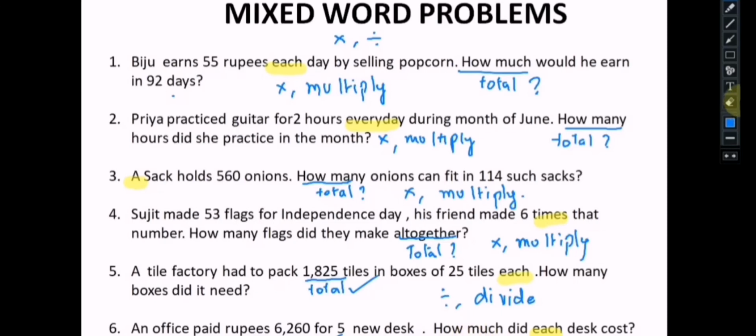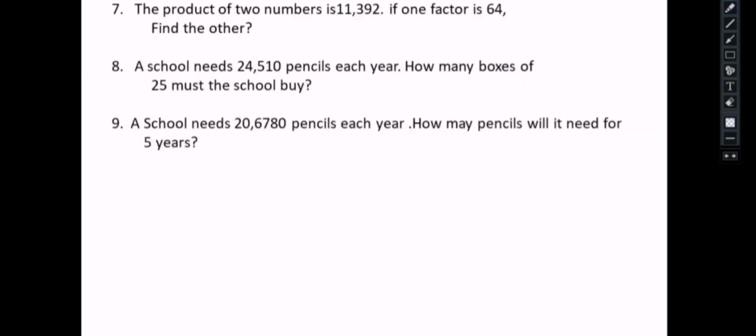So the next one, the product of two numbers is 11,392. If one factor is 64, find the other. So this is a little bit tricky. You will read it over to understand better. Product means the result when you multiply two numbers. 11,392 means the total is given now, and you know one factor and you want to calculate the other one, so you are going to divide it.